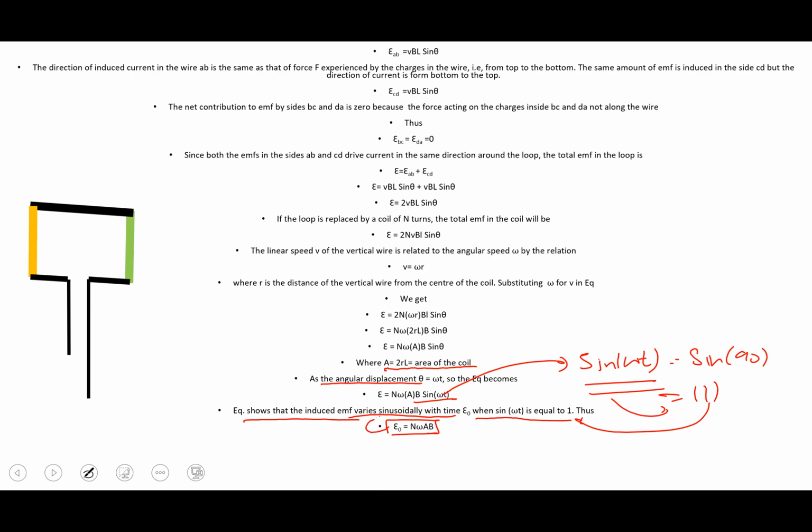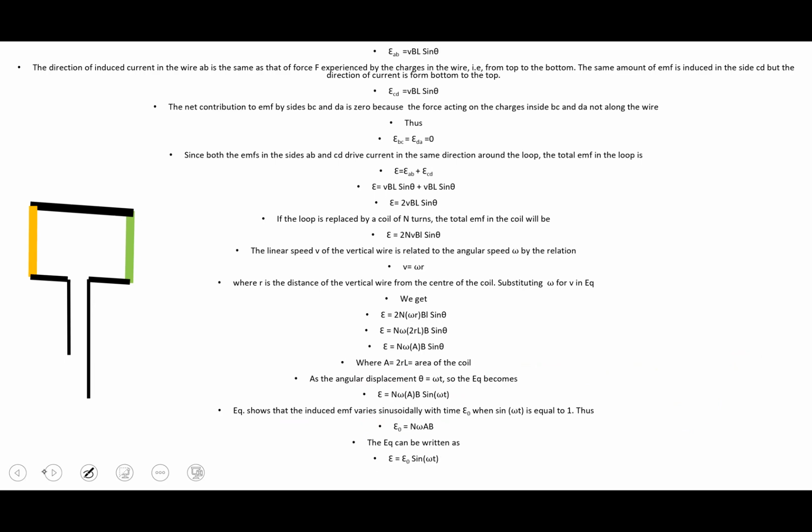If we replace this E naught with n omega AB in the first equation, we get E is equal to E naught sine omega t. Keeping that in mind, E naught is the maximum EMF which we can get in this whole situation, and this is the relationship at any instant of the coil.